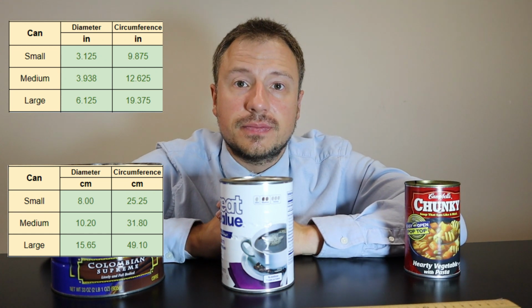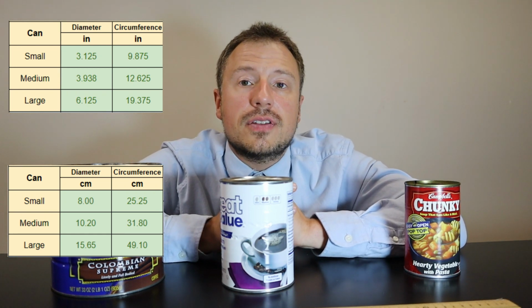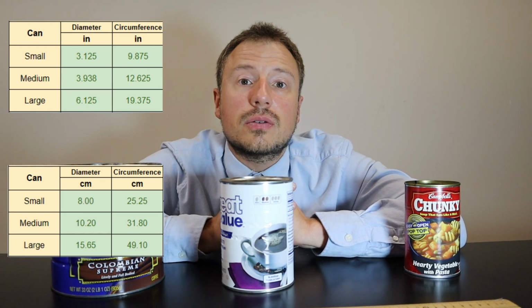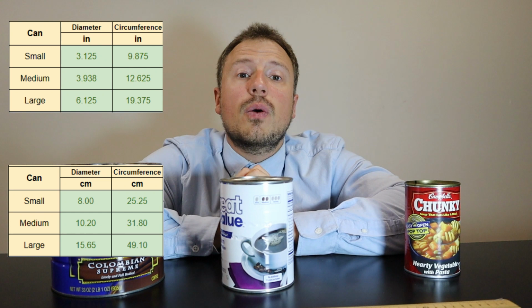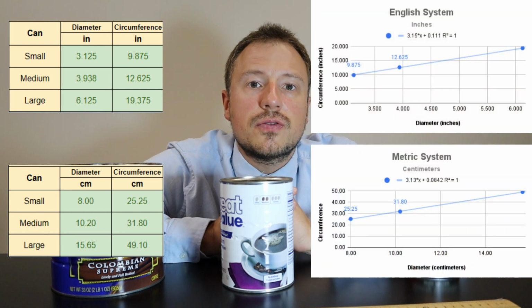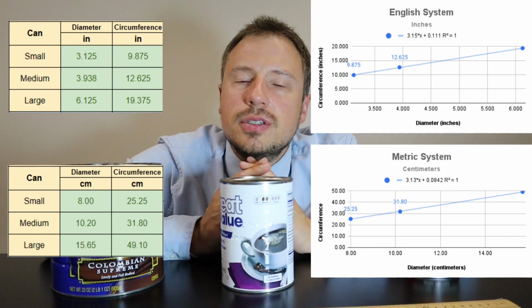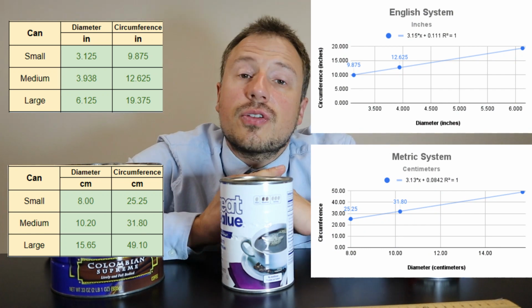Now the next thing we're going to do is graph this data. We're going to graph it with the diameter on the x-axis, and we're going to graph the circumference on the y-axis. So I'll go ahead and put these graphs up as well for both the English and the metric system. Now using this data and using these graphs, we should be able to answer 3 questions.